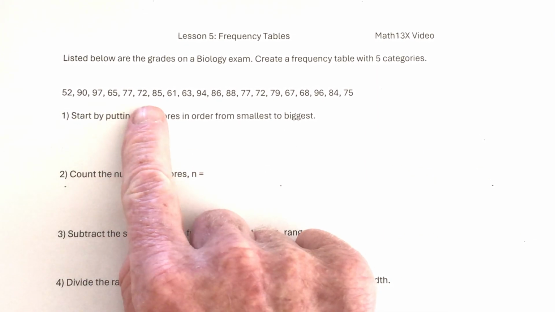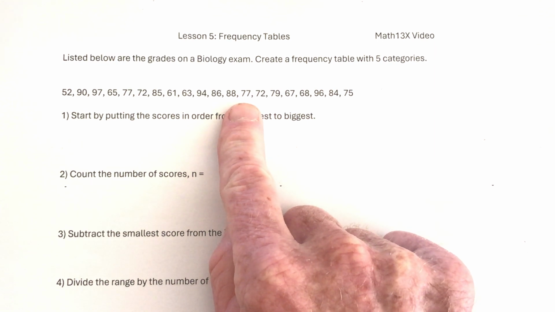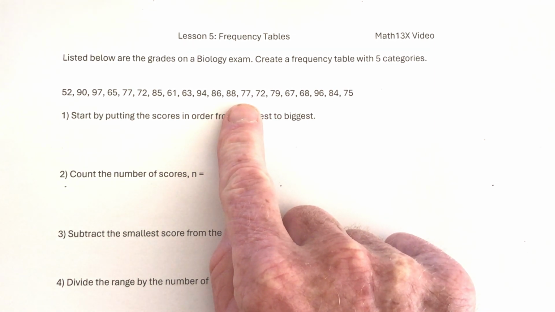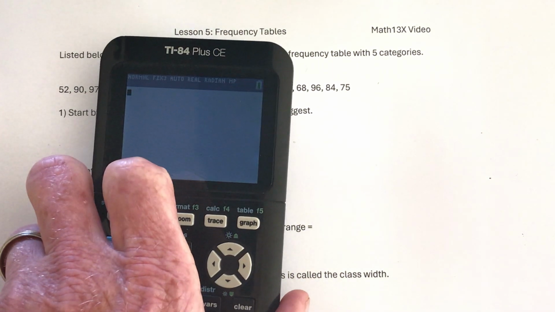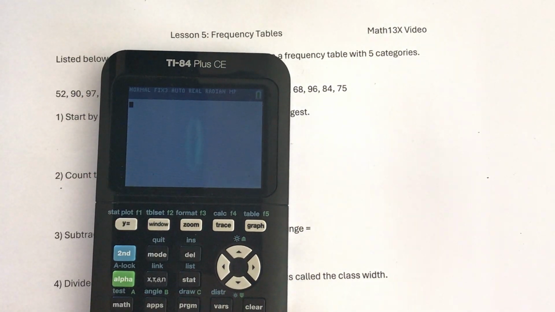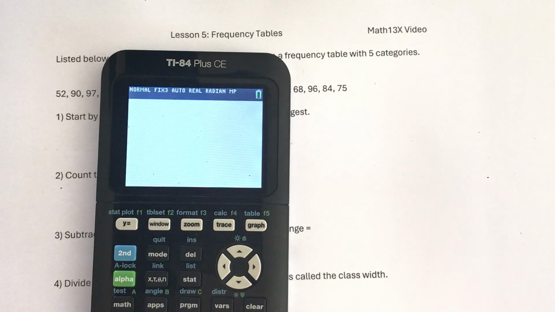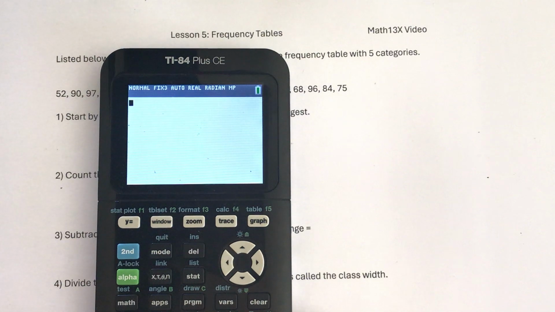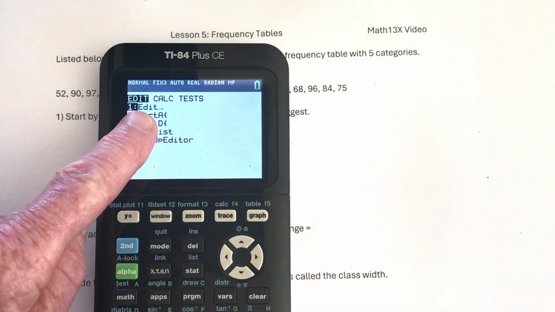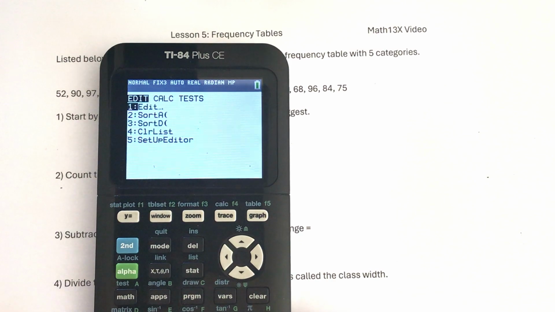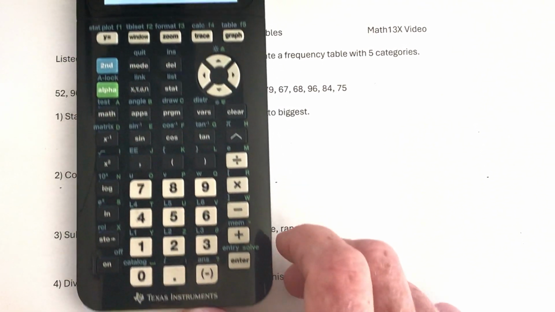So the first thing to do is put these in order, which you could do without a calculator, or you could use a calculator. I would suggest using a calculator. From this point on in the class, we're going to be using the TI-84 quite a bit. The first thing I need to do is type the numbers in the list. So if you go right here, there's the STAT key, and then number 1 is to edit a list. Then just hit enter down here on the bottom.